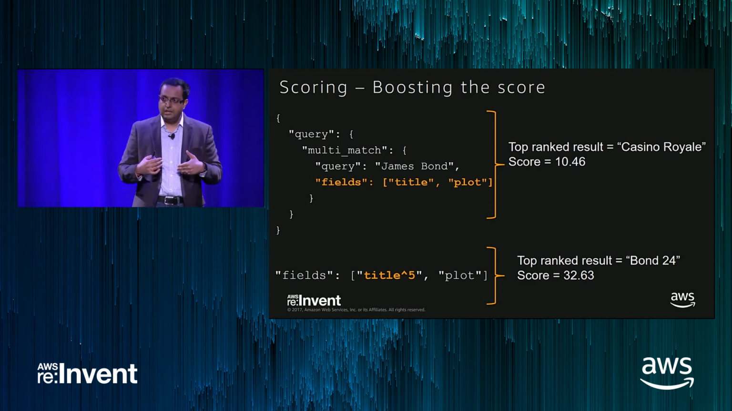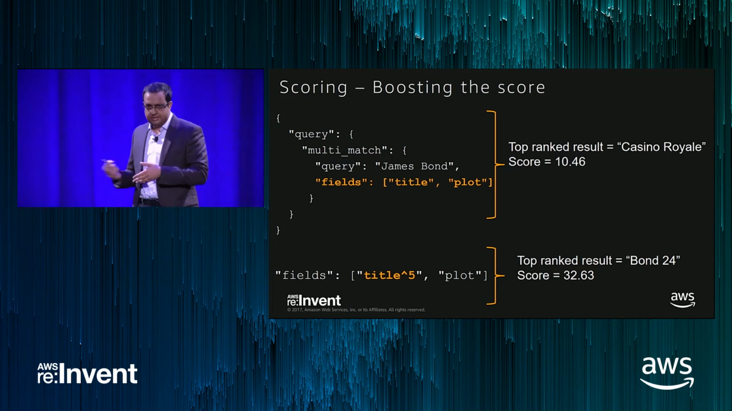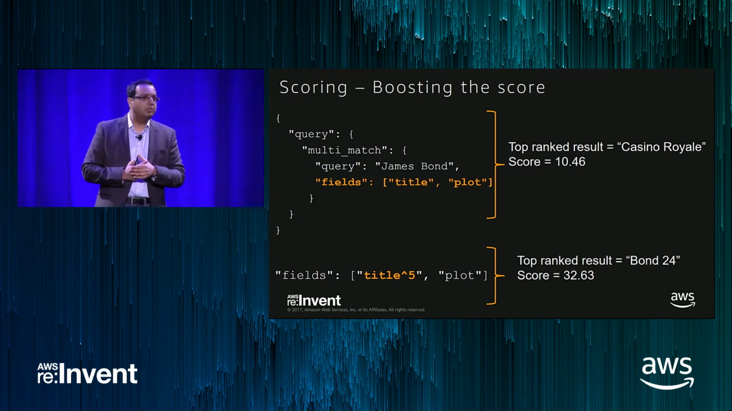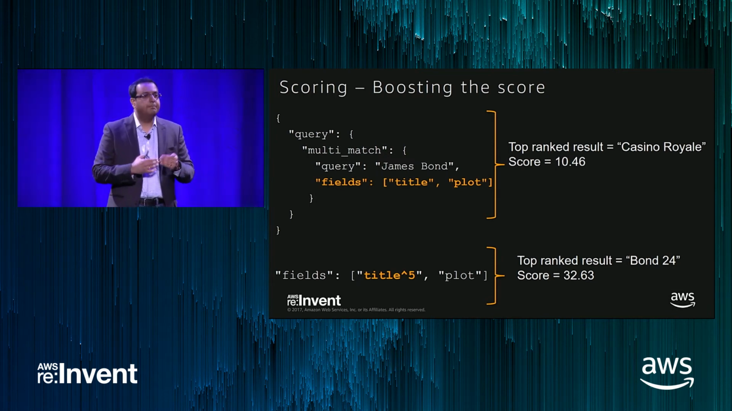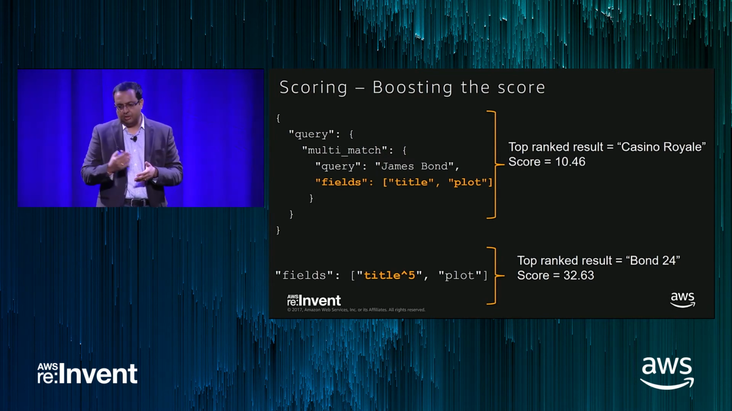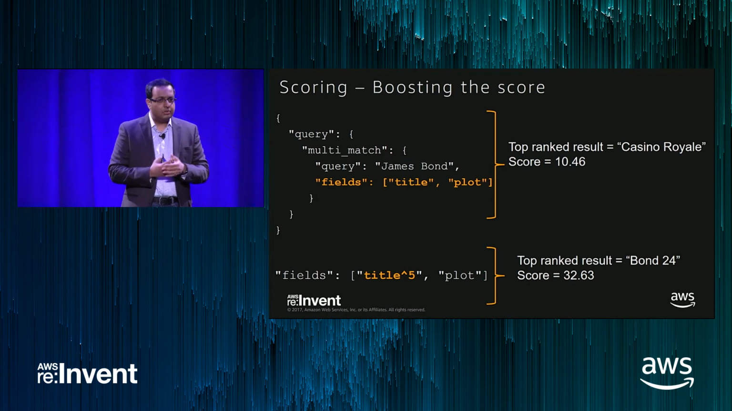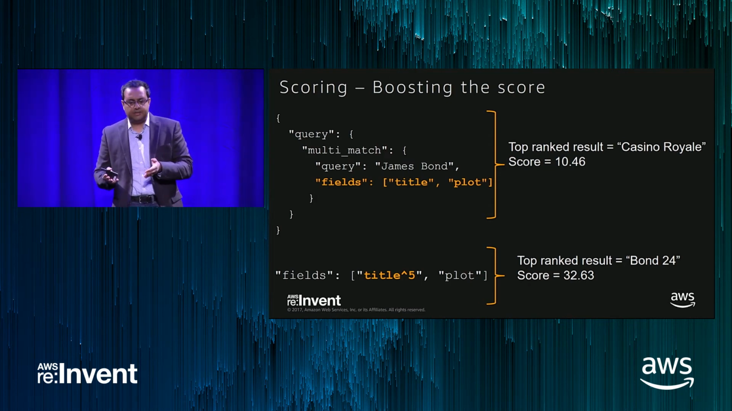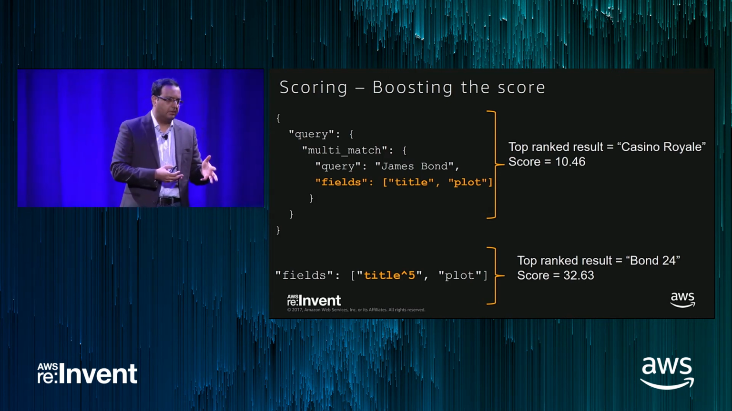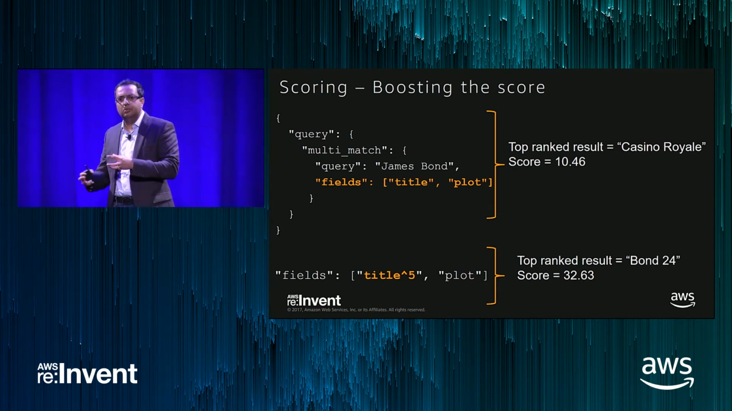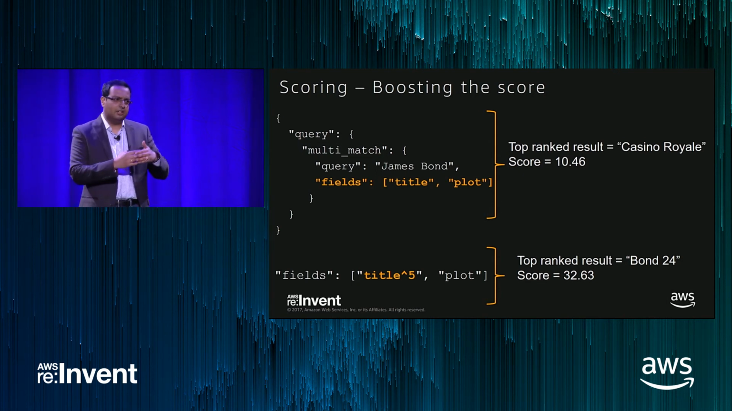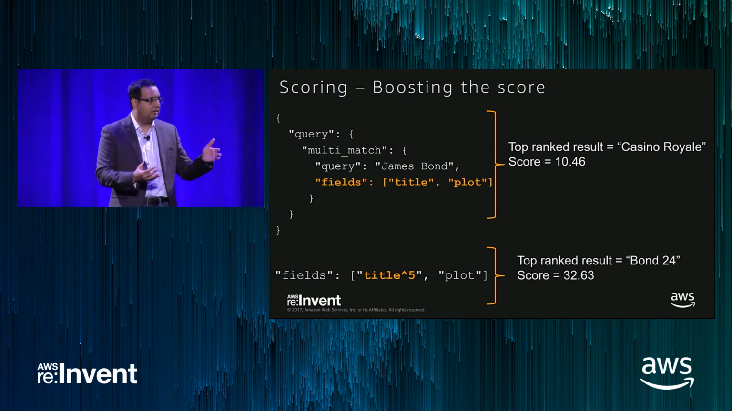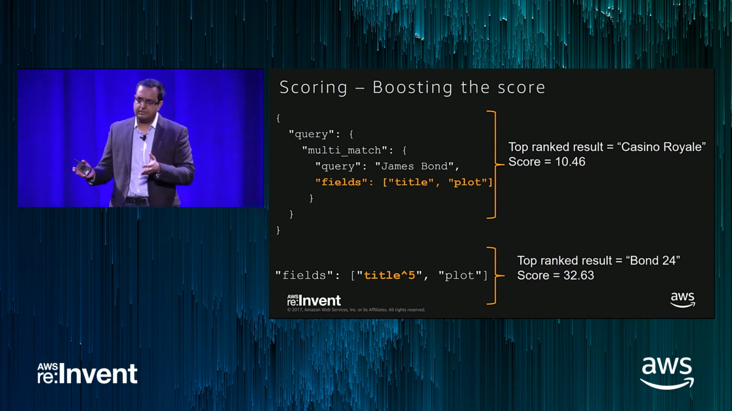And this time, the result that was on top was the movie Bond 24. And the score went up. It was like 32.63 because I bumped up the title score by a factor of 5. So overall, what it illustrates is you have a lot of mechanisms to fine-tune your search scoring system based on your requirements to get the desired behavior that will lend to a good customer experience.